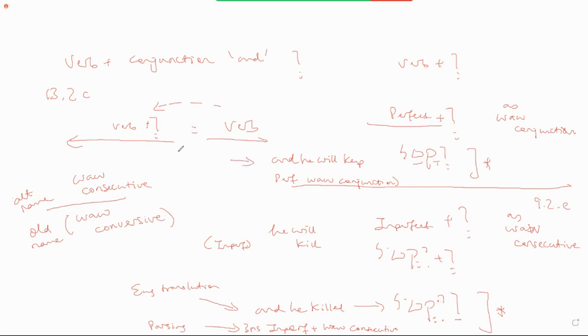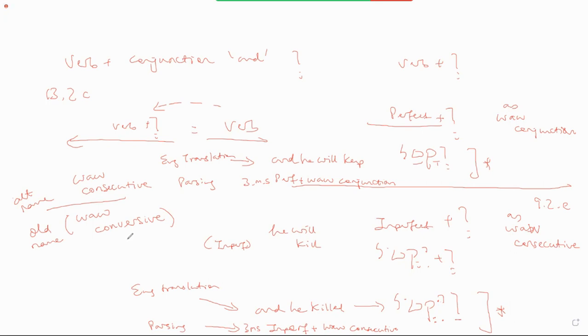Here, if we were to do parsing, this one is your English translation of the verb. It will be third person masculine singular perfect plus while conjunction. So this one is not while consecutive, but while conjunction. And so even though it is a perfect, when you translate it, it becomes the future tense. So this is a tricky one.